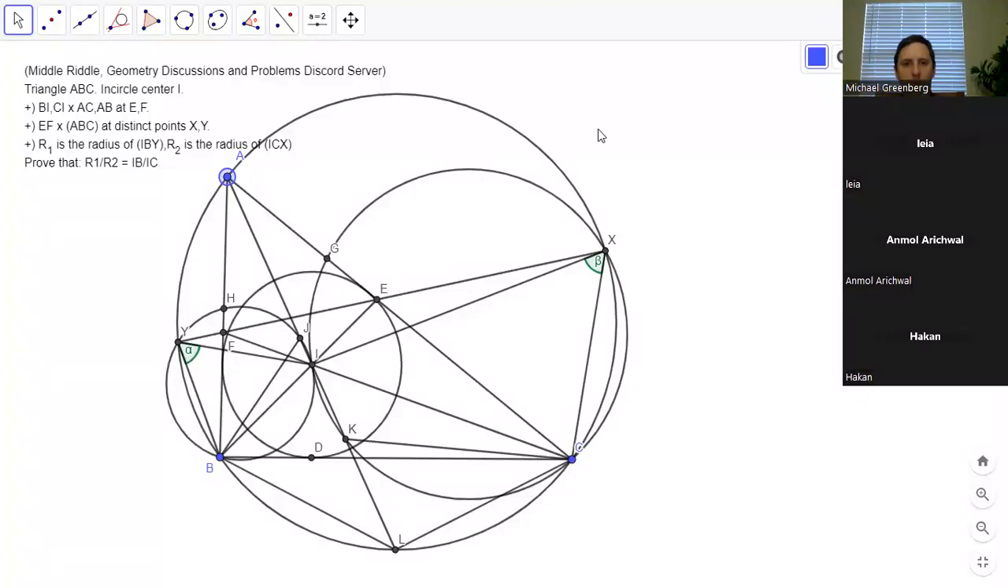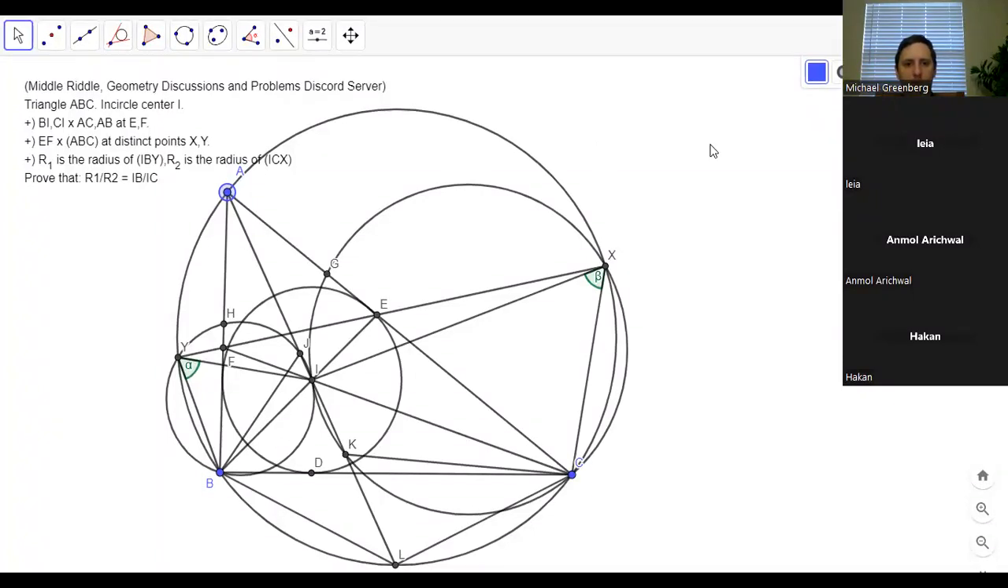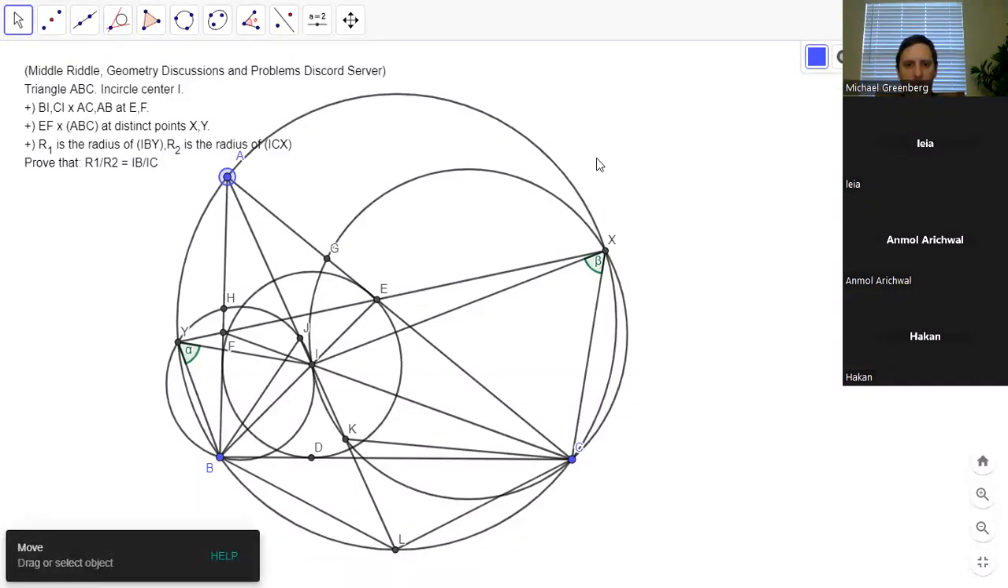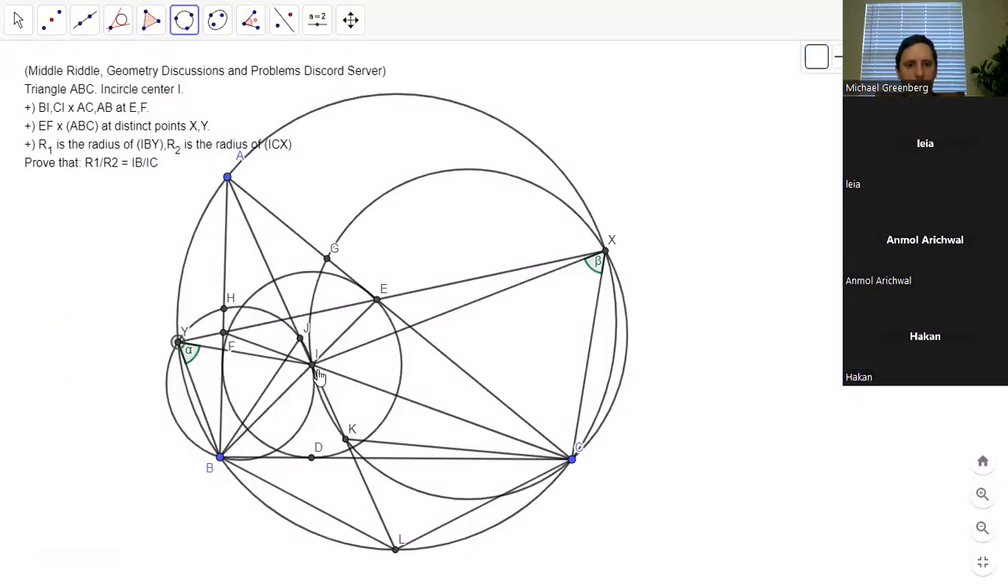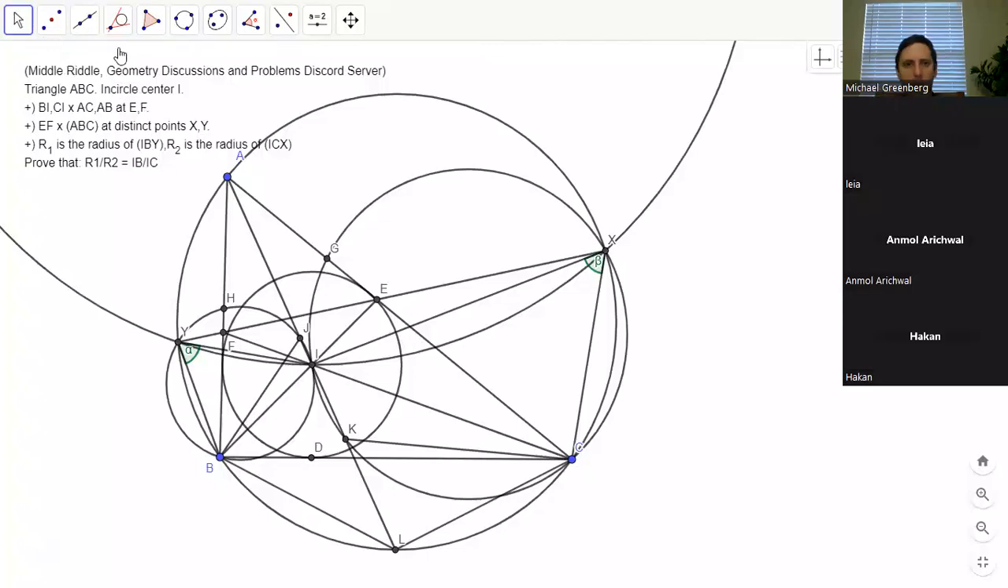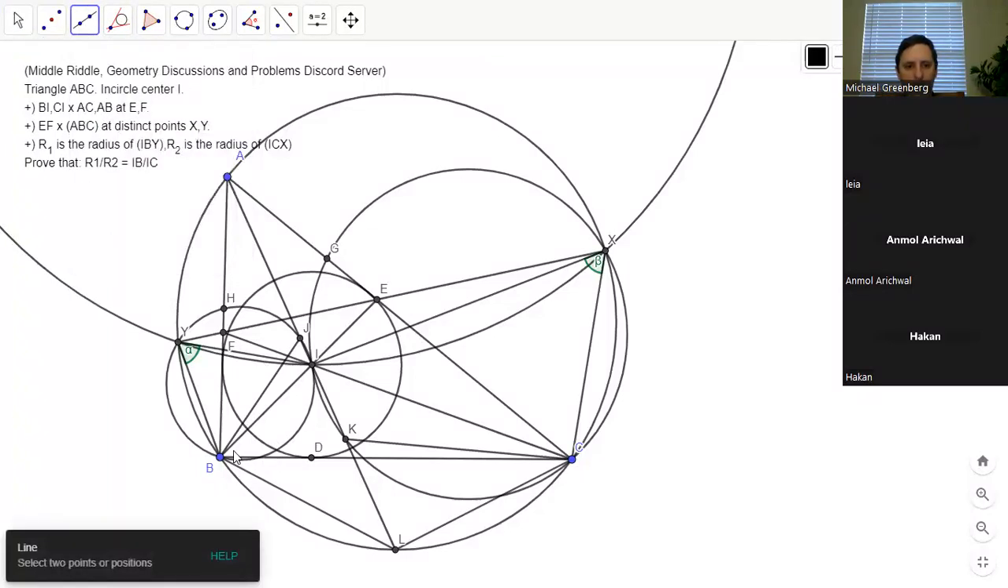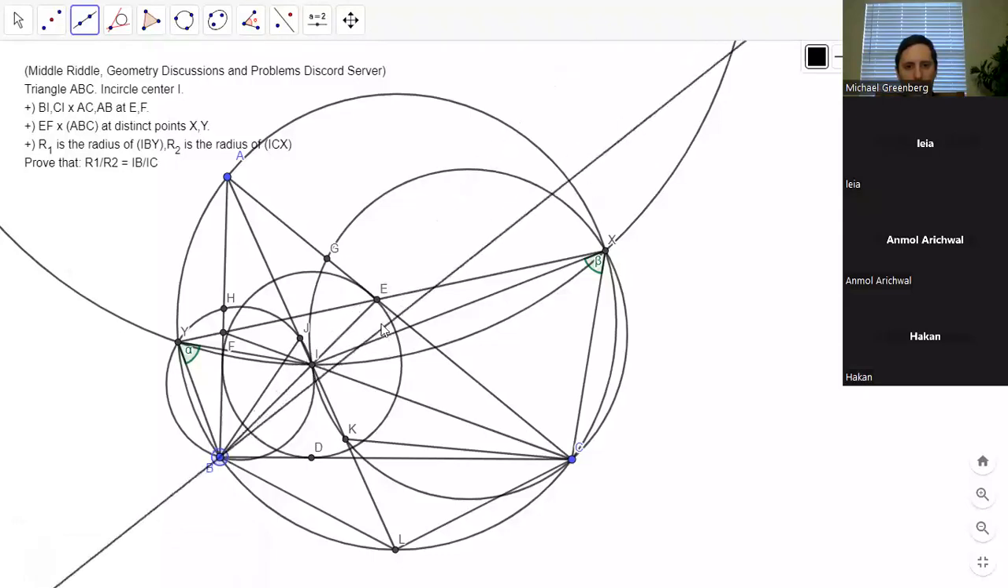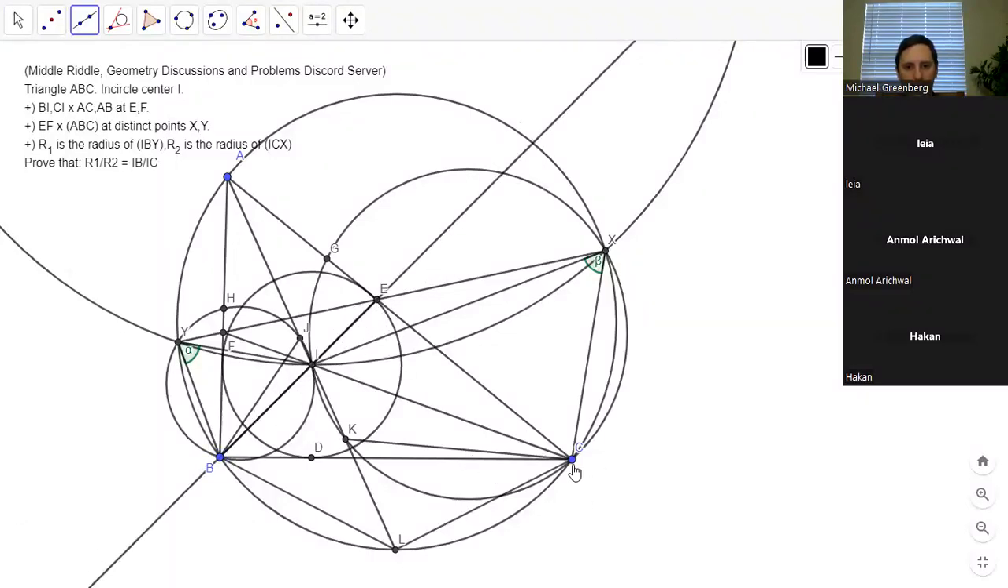Circle IXY passes through the B and CX centers. Okay. Let's see. So I'll try to do what both of you said. Circle IXY passes through the B and CX centers. That seems kind of important. Okay. Can I try extending BI? All right. So let's draw these points and then use the incenter-excenter lemma.